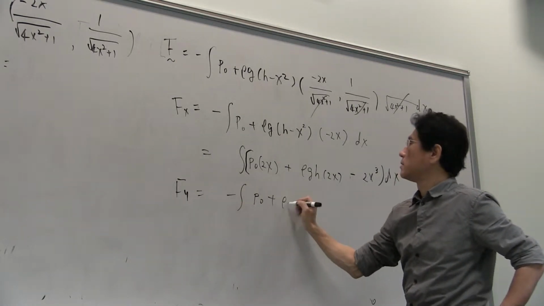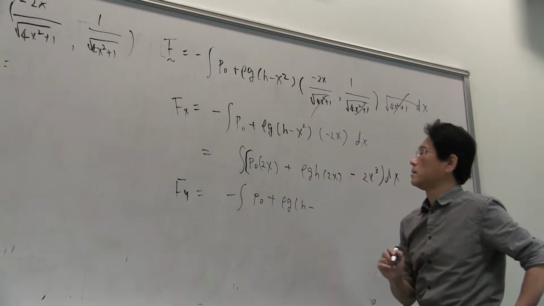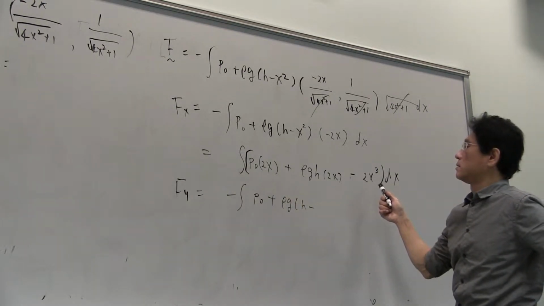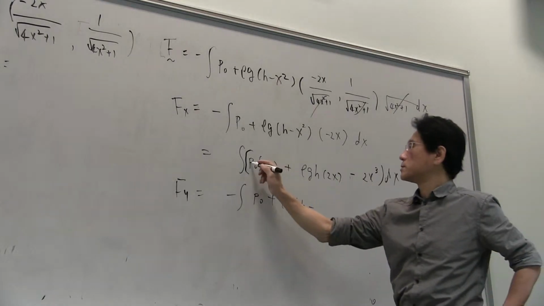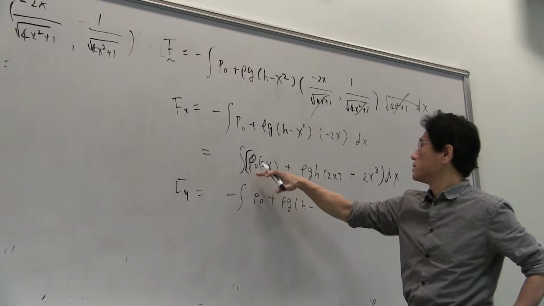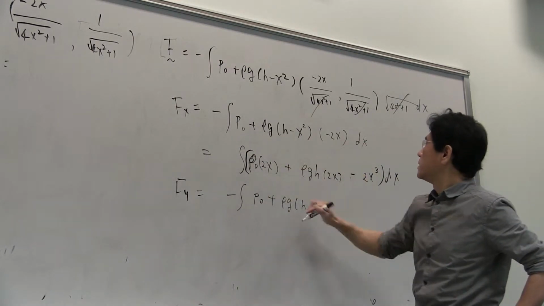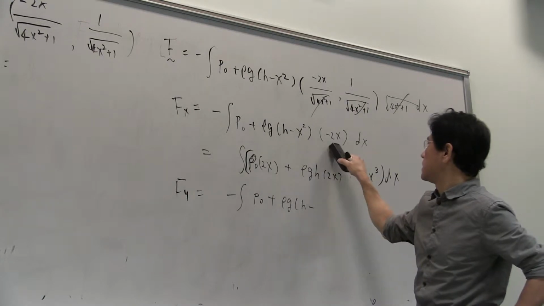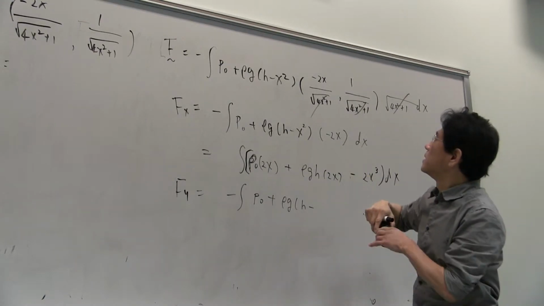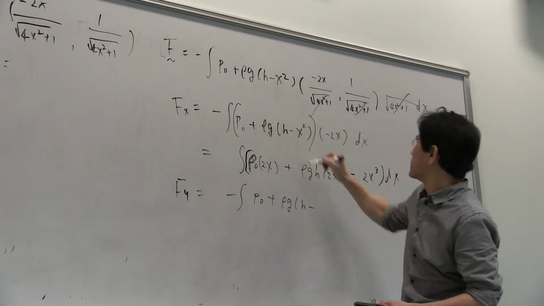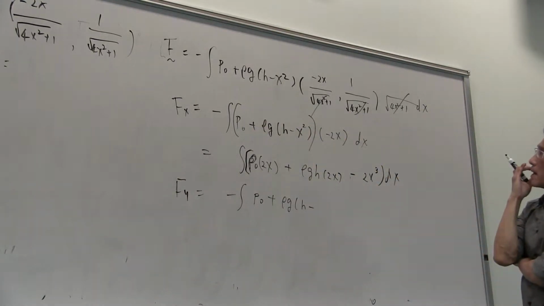So the 2x multiplied by the whole rho naught plus p naught plus rho gh. Yeah, this is rho naught. So these are separate terms, right? Oh, sorry, I made a mistake here. So these are the 2x here, and the rho g 2x. No, this should be whole in bracket. Okay, that makes sense now, right?